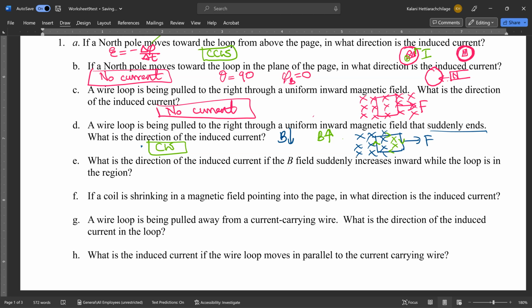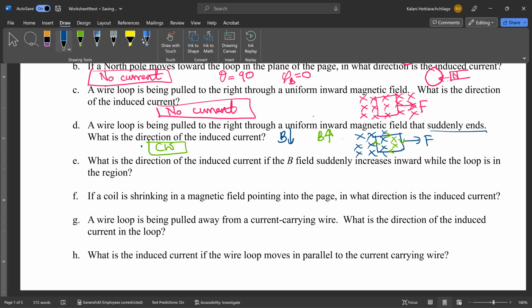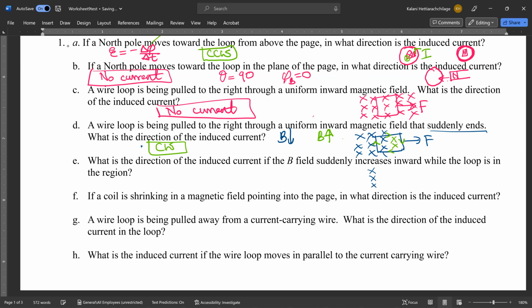Okay, now part E. What is the direction of the induced current if the B field suddenly increases inward while the loop is in the region? Okay, so you have a magnetic field, and you have a loop. But you're going to increase the magnetic field on the right side. The left side has a low, weaker magnetic field, and it is stronger on the right side.